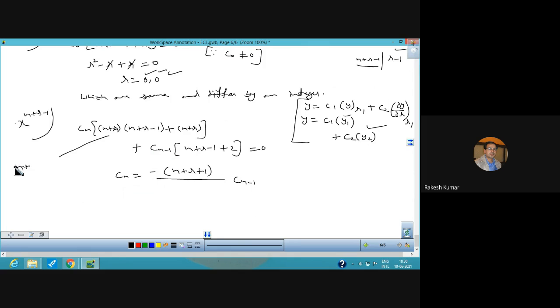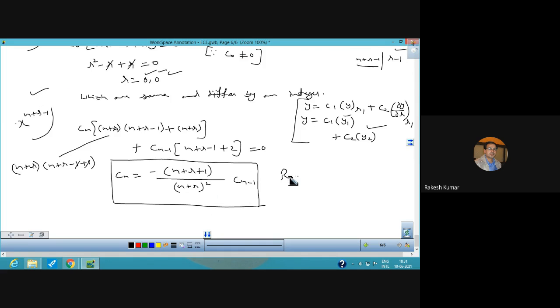Now this term can be simplified a little. So n plus r can be taken common. Inside you will have n plus r minus 1 plus 1. So this is cancelled. Ultimately, you will have n plus r whole square. So this is the recurrence formula which we are getting after equating the coefficient of the general term. This is the required recurrence formula.